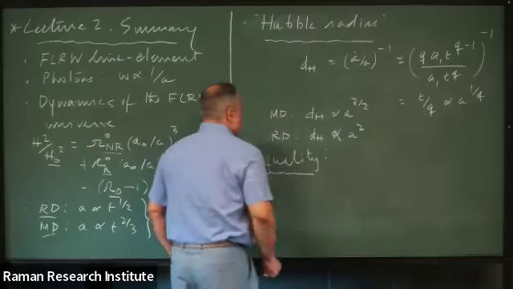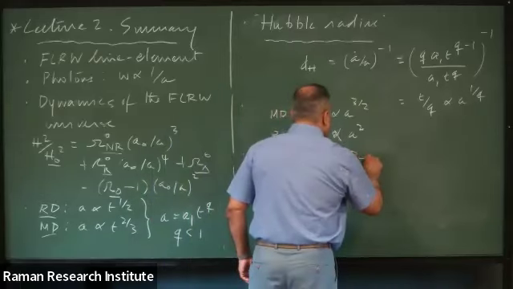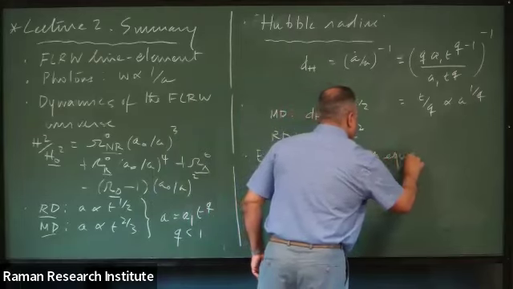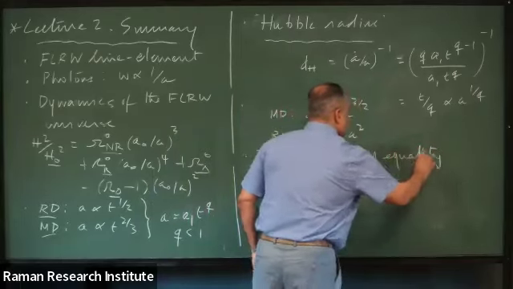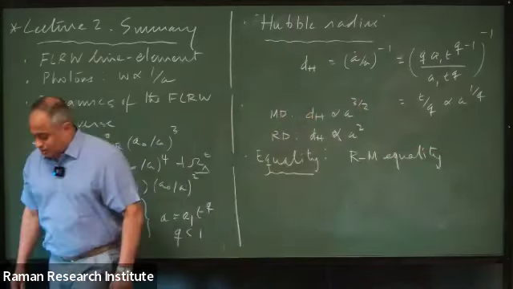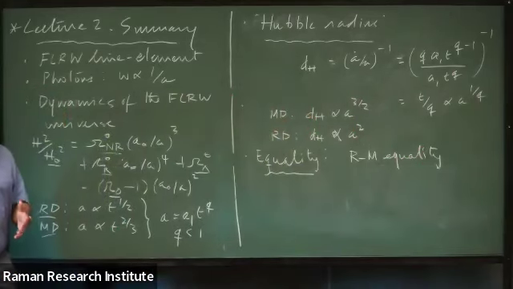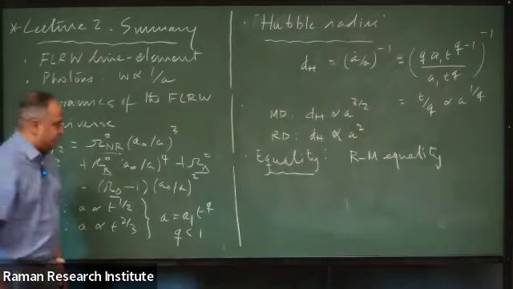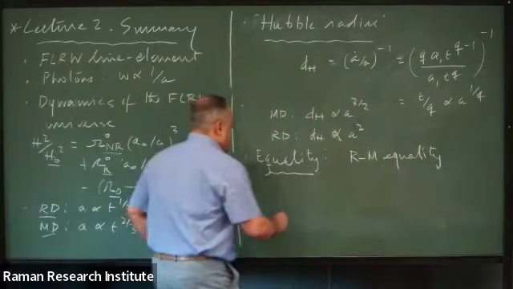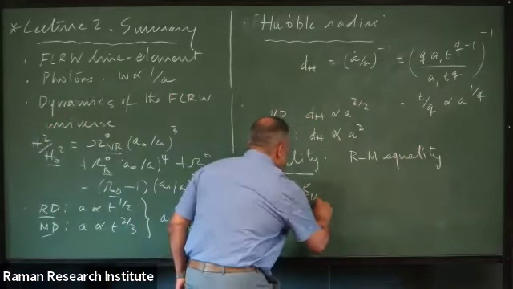Okay, and it essentially means radiation matter equality. What does this mean? This is the epoch, the time or the redshift at which the energy density in matter equals that of energy density in radiation.